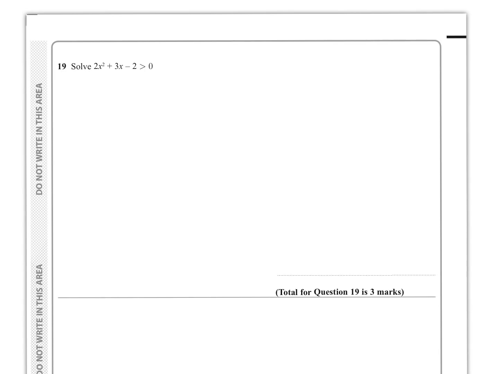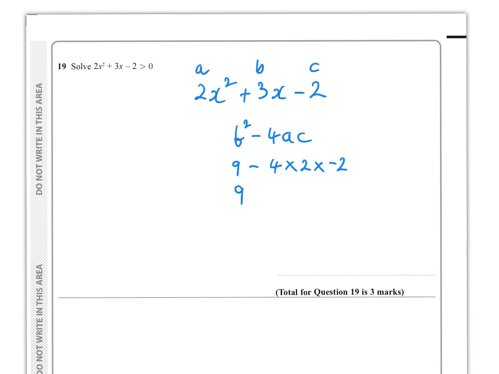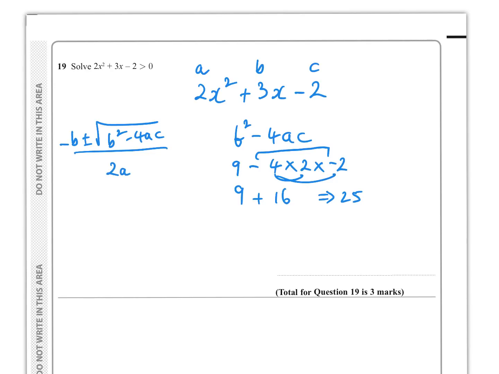Question 19. We have an inequality to solve here. So we're going to look at this expression first and see whether we can factorise it. One good way is to do the discriminant test, b squared minus 4ac. So if we have this as a, b and c, then b squared is 9, minus 4 times a, which is 2, times c, which is negative 2, which gives us a positive. 4 times 2 is 8, times 2 is 16, and 9 and 16 makes a nice square number, which means that in your formula, which you should be used to by now, that helps you find the values of x.